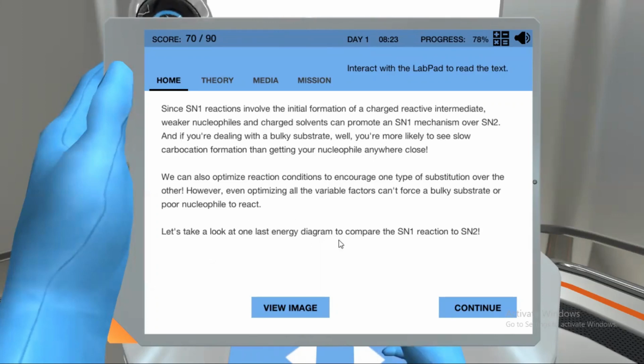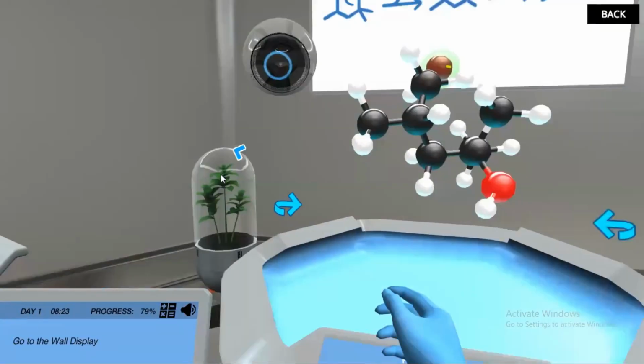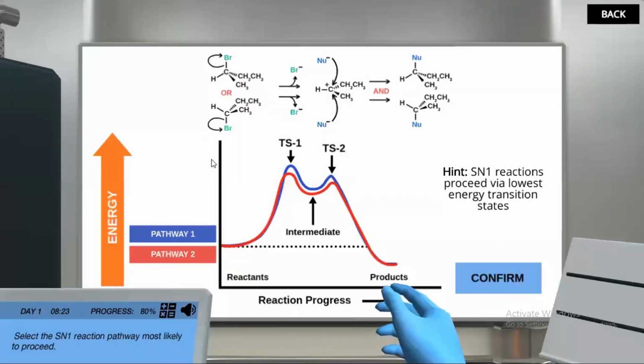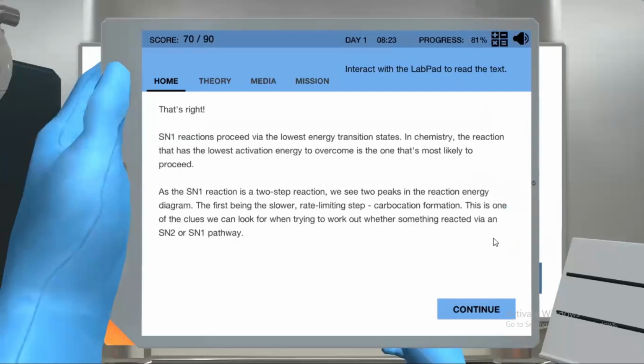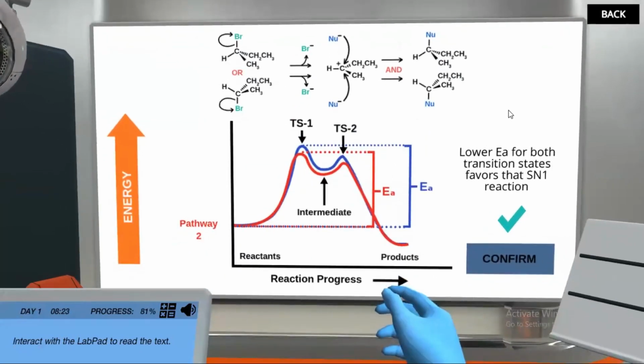Let's take a look at one last energy diagram to compare the SN1 reaction to SN2. Go to the wall display. Select the SN1 reaction pathway most likely to proceed. That's right. SN1 reactions proceed via the lowest energy transition states. In chemistry, the reaction that has the lowest activation energy to overcome is the one that's most likely to proceed.